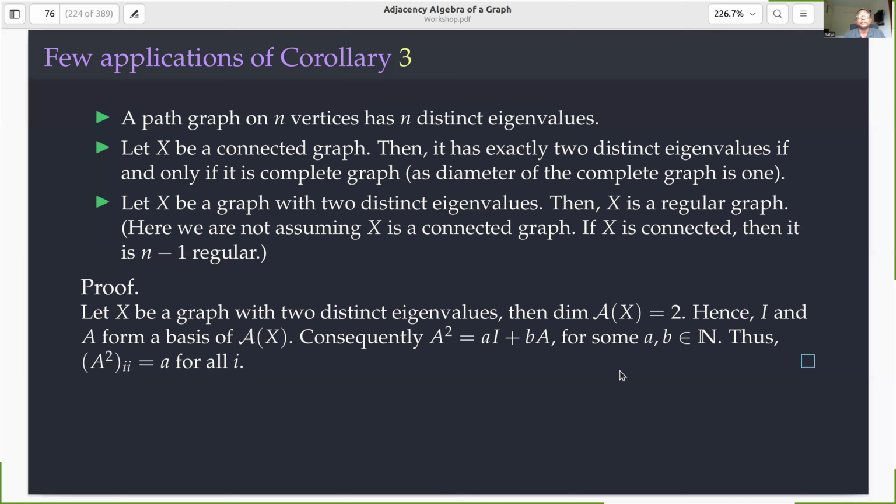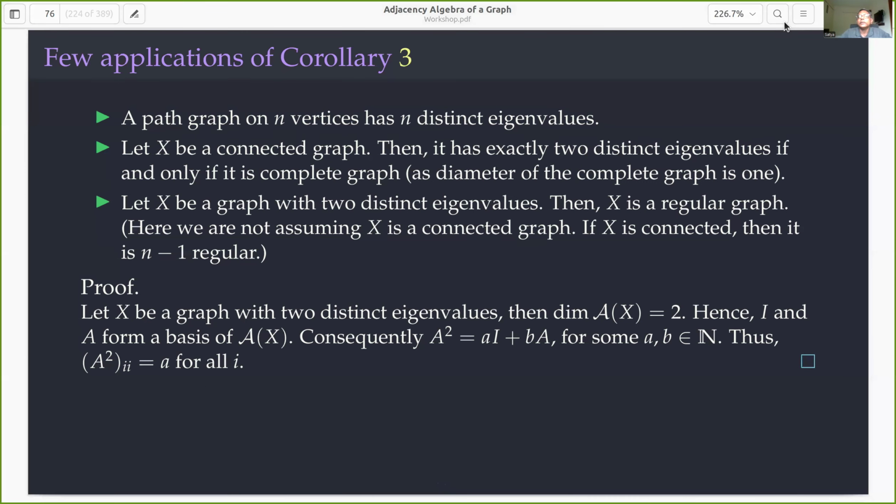The diagonal entries in A squared are exactly the degrees of the vertices, the number of walks of length 2. How do you get walks of length 2? You are at a vertex, you go and come back. However many edges there are, that many times you go and come back. So that is exactly the degree of the vertex. Now you see that it is independent of the vertex. That is a, so the ith diagonal entry of A squared is a for all i. That means it is a regular graph, and the degree of every vertex is a. Hope it is clear.